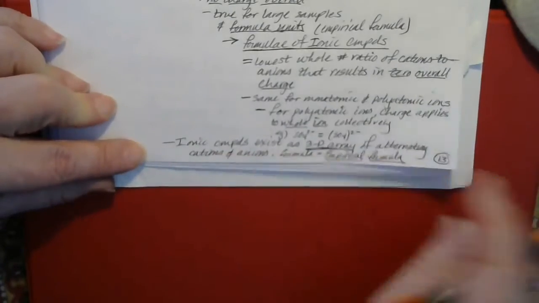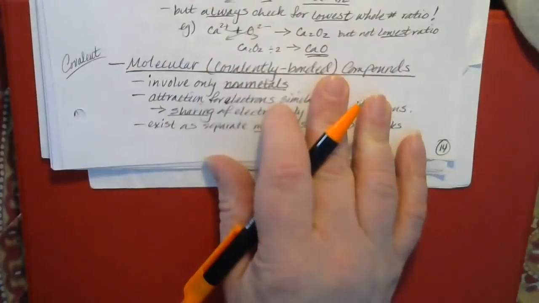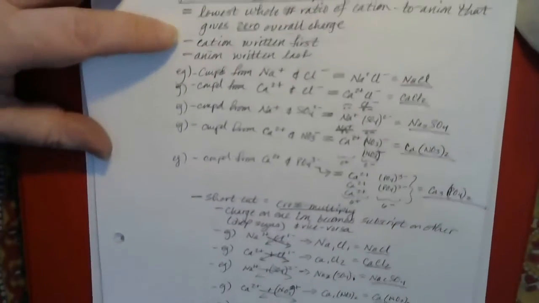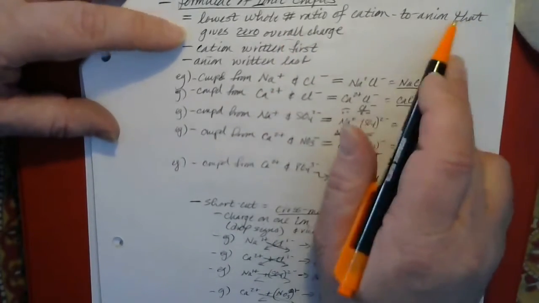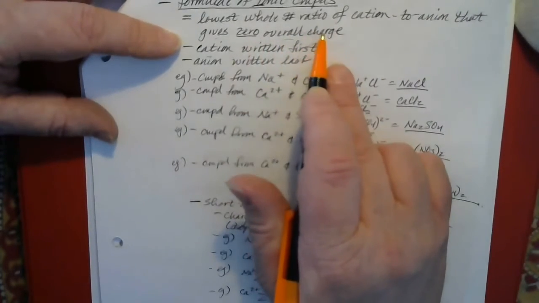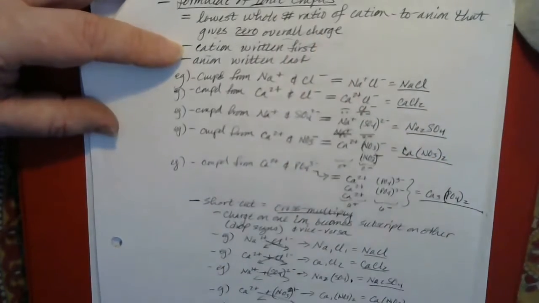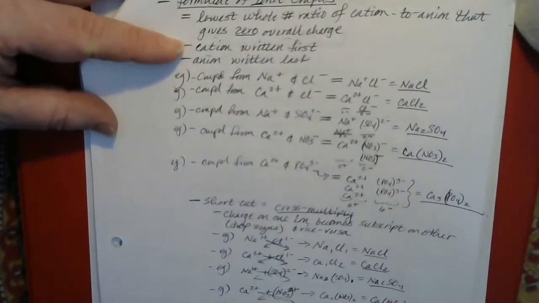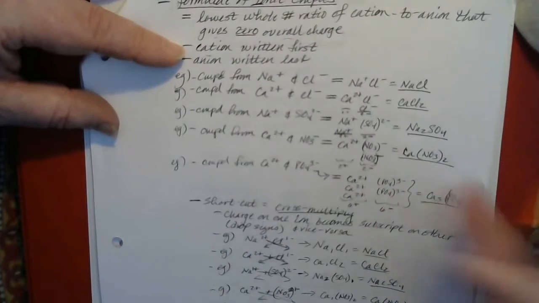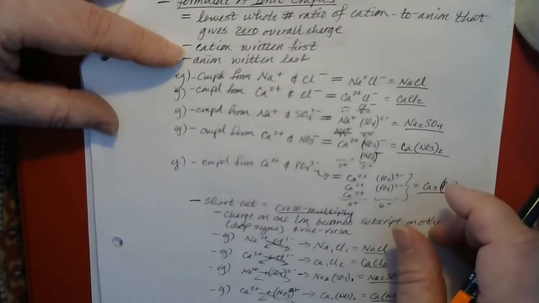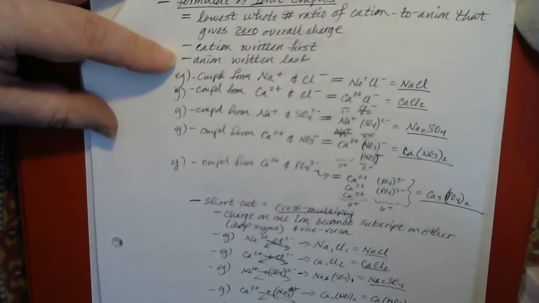And that's what I was saying about the 3D array there. So the formula for an ionic compound, again, is the lowest whole number ratio of cations to anions that will give 0 overall charge. It's also the empirical formula that you get if you actually counted up the numbers of positive and negative charges in a sample of the substance.